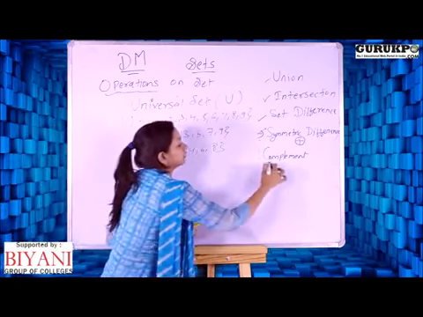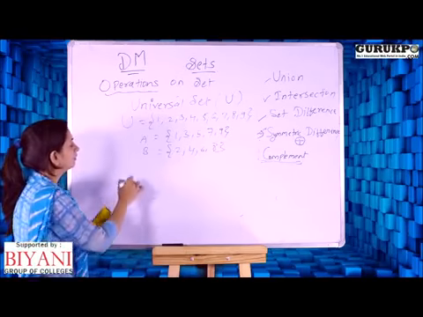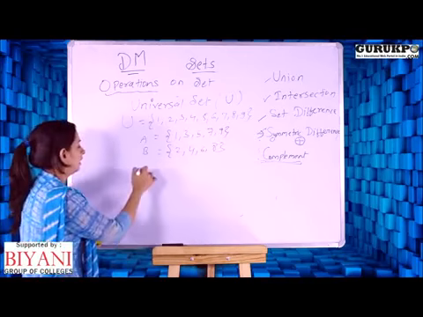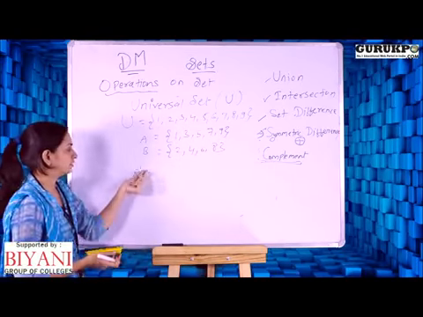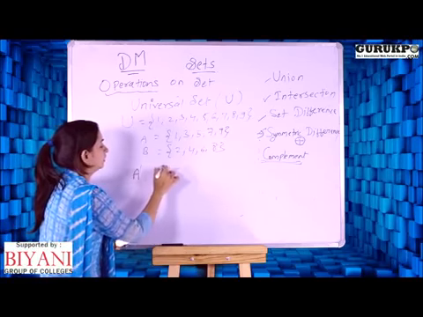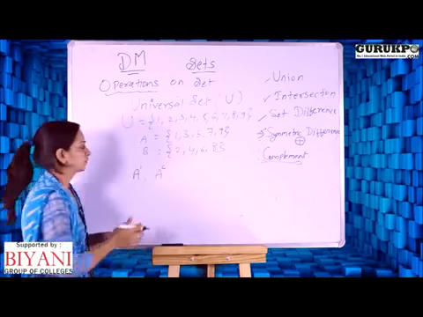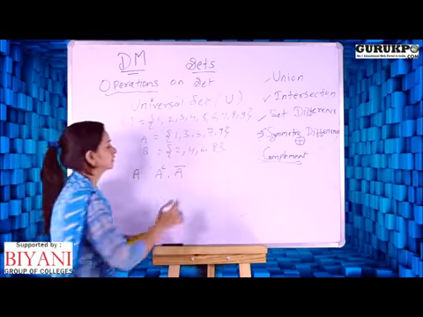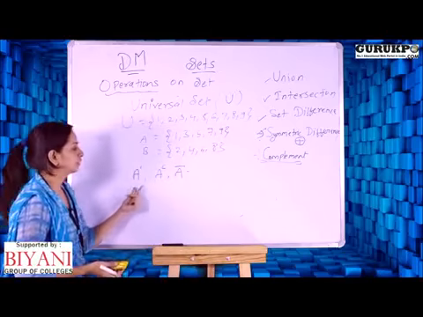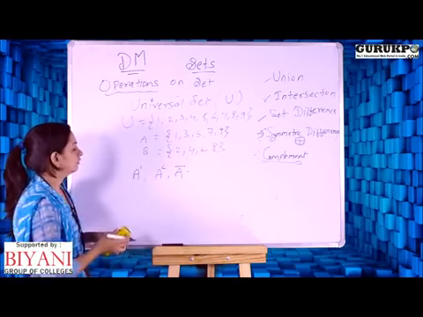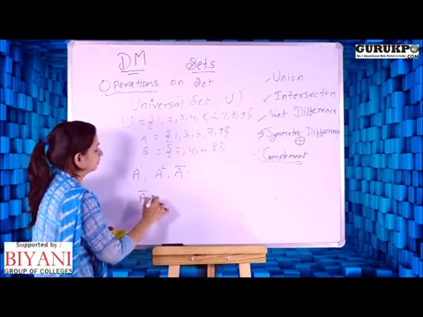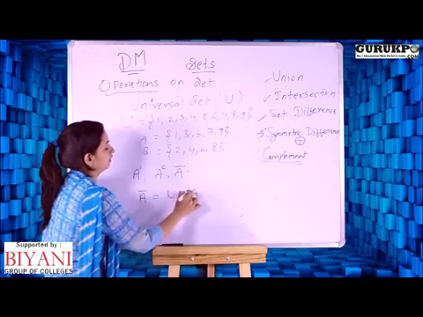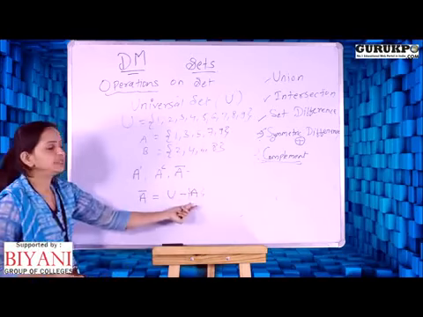Now I am going to discuss the operation complement. What is complement? If I want the complement of set A, I can denote it by A dash, I can denote it by A to the power C, or I can denote it by A bar. Okay, these three are the representations of the complement of set A. Now how to find the complement? You find it by A bar equal to the universal set minus the elements of set A. Okay, that means the remaining elements.